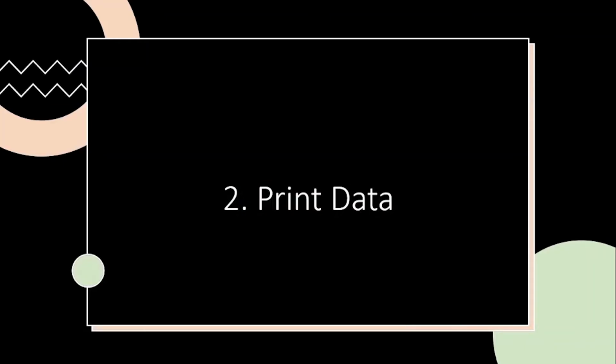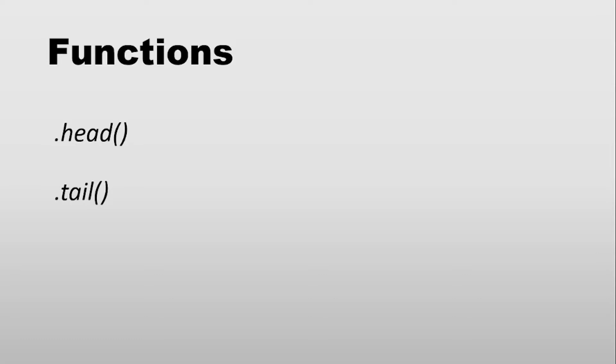The second function which we are going to see is how to print our data. Among the functions we have dot head and dot tail. Dot head will give you the first 5 rows of your dataset. Dot tail will give you the last 5 rows of your dataset. Now let's try to implement these functions.